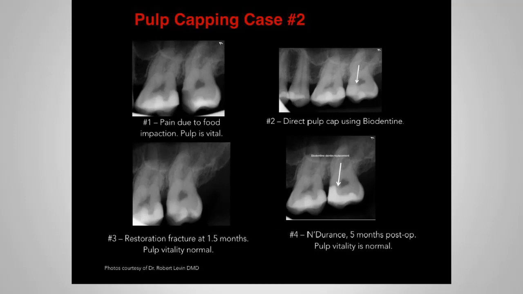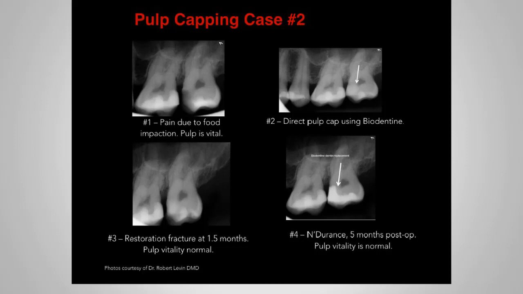Here's another one with a pulp cap. He had some pain due to food impaction, which caused caries. At that point it was excavated. A direct pulp cap using Biodentine was placed. Then at some point later, a month and a half later, that fractured. And again, at 5 months post-op, we've got the tertiary dentin being laid down. It's asymptomatic, and the pulp is normal.